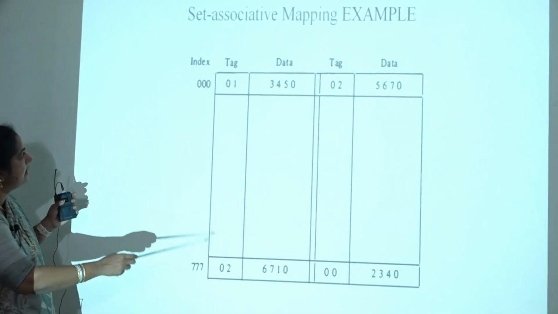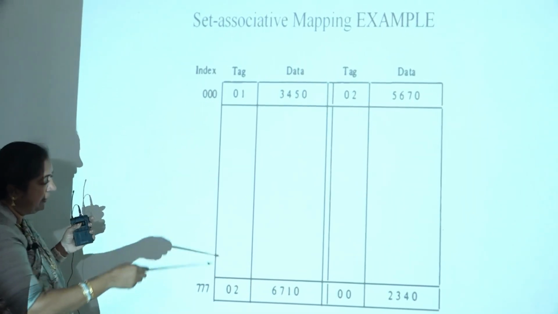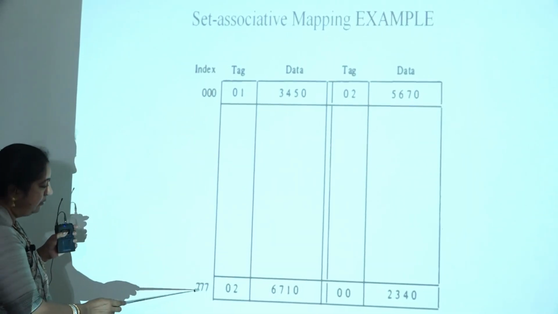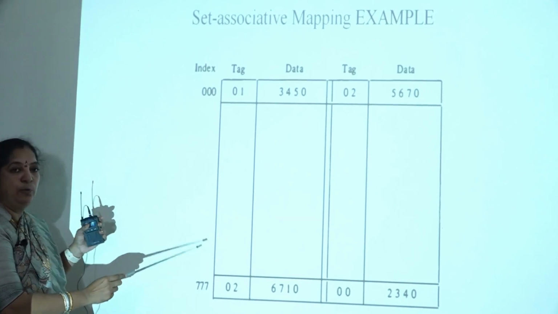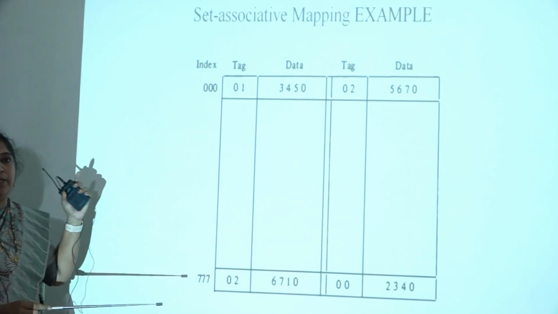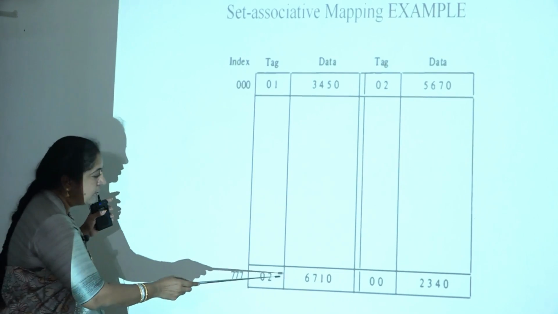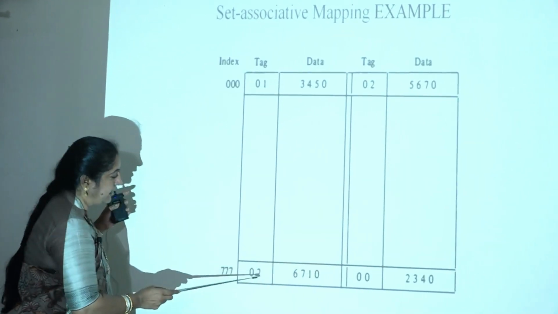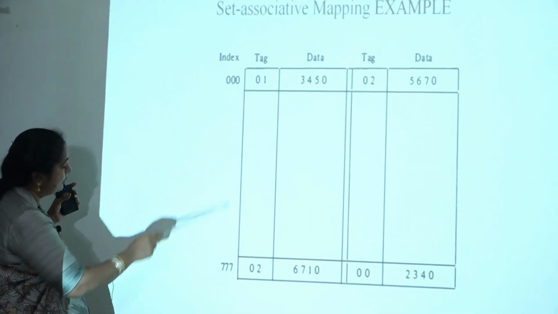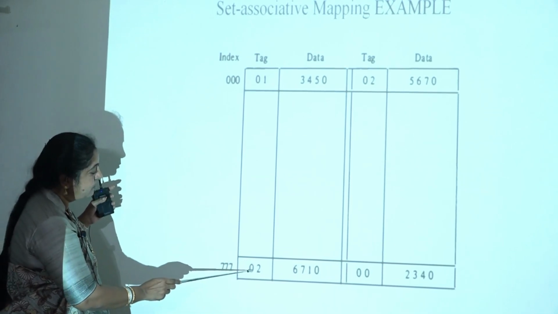So here is the example. Suppose you are taking an index. In the previous example we have already seen that for index 777 we have 2-3 words, but in direct mapping there is the possibility of entering only one line entry. So here, a set, in the sense, first it will search for the index, suppose the index is 777, then it will search for the tag.